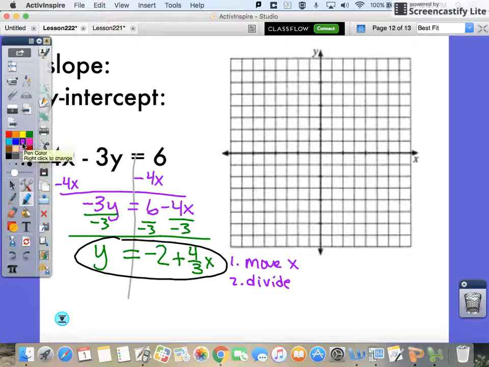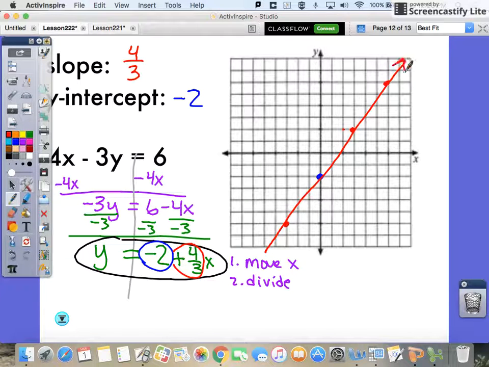So our y-intercept ends up being negative 2. And our slope is 4/3, positive 4/3. So our line should be going up. So we're going to rise 1, 2, 3, 4. 1, 2, 3 is our run. Rise 4, run 3. Or go down 4, back 3. And we end up with a line that is increasing.